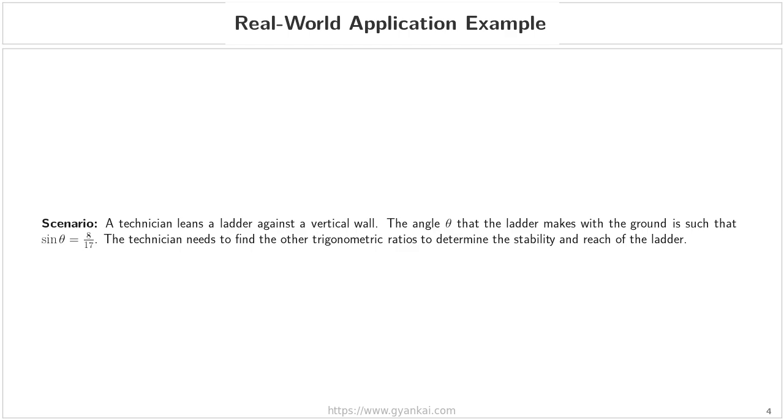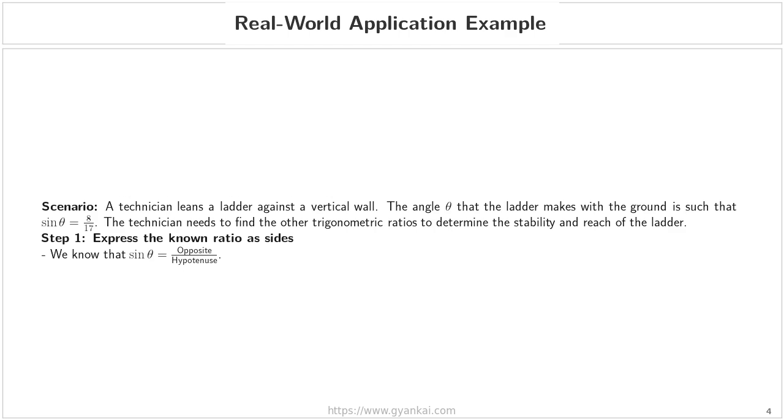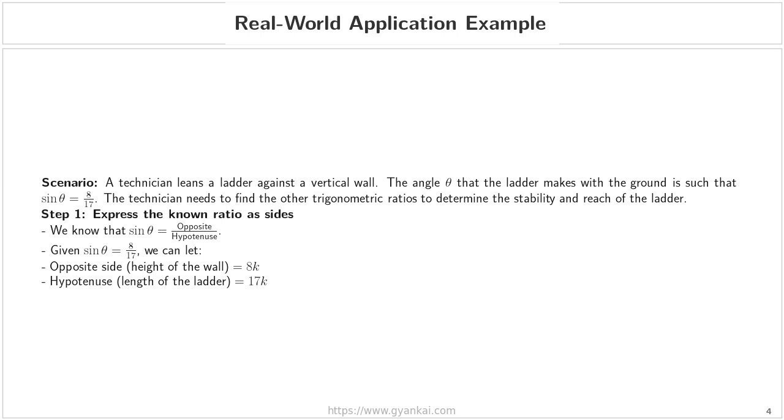Let's walk through the solution together using the steps we just discussed. In step 1, we express the known ratio as sides. We start with the definition of sine theta, which is the opposite side divided by the hypotenuse. Since we are given that sine theta equals 8/17, we apply that scaling factor, k, that we talked about in the previous slide. So, we will let the opposite side, which represents the height of the wall, be 8k, and the hypotenuse, or the length of the ladder, be 17k.